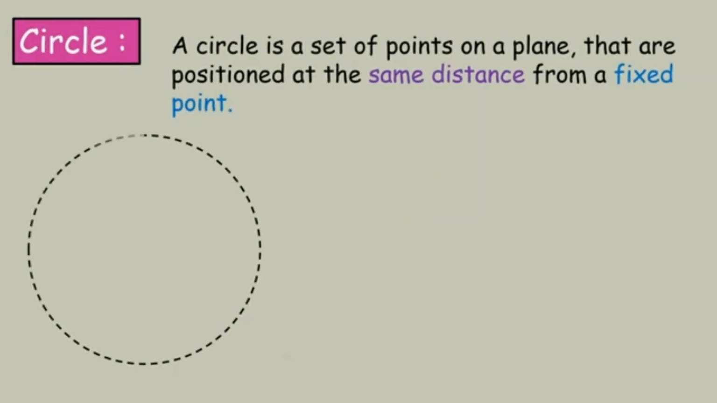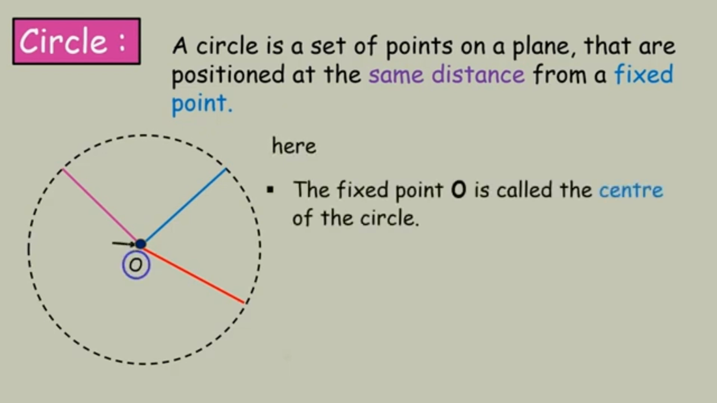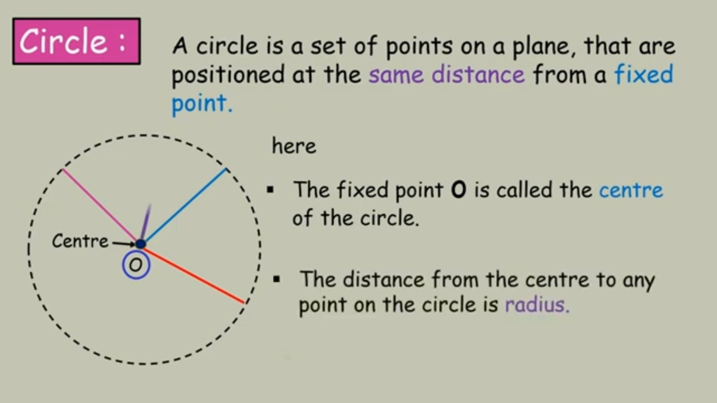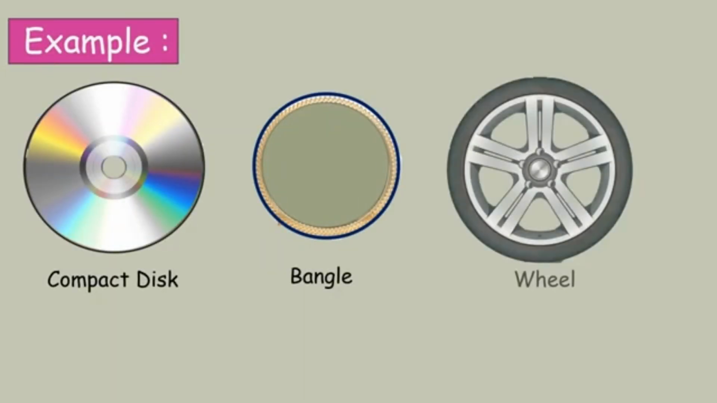Definition of a circle. A circle is a set of points on a plane that are positioned at the same distance from a fixed point. Here, the fixed point, O, is called the center of the circle. The distance from the center to any point on the circle is the radius. Example: compact disc, bangle, wheel.